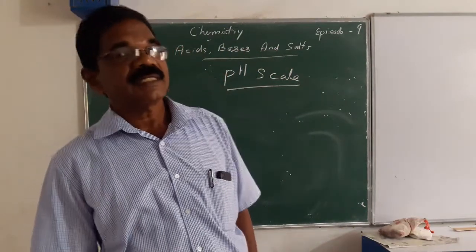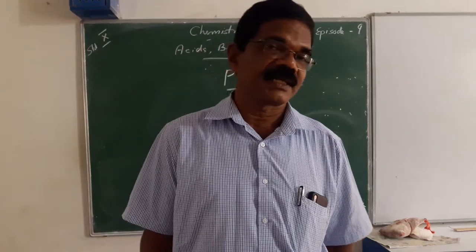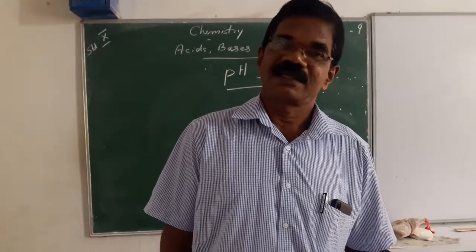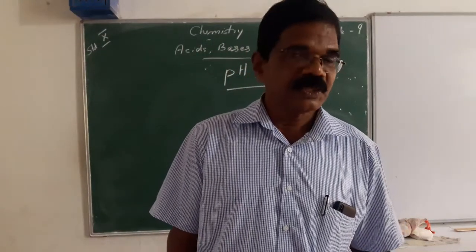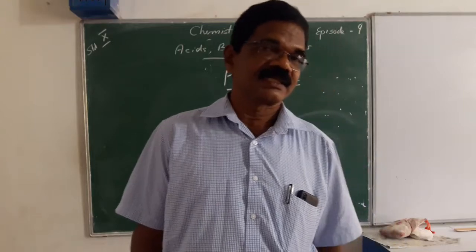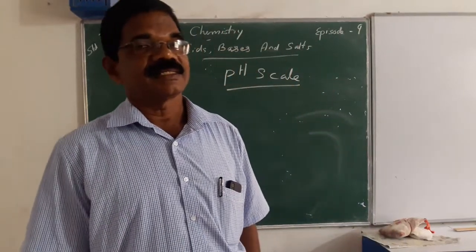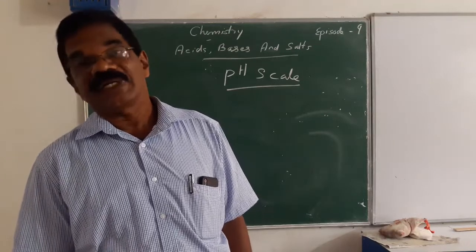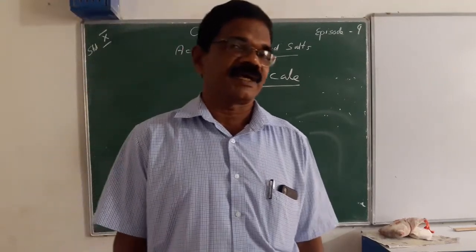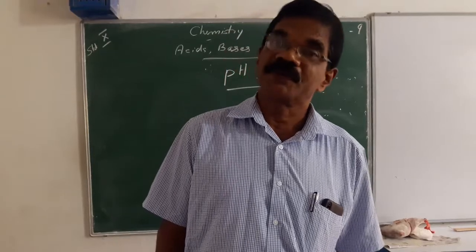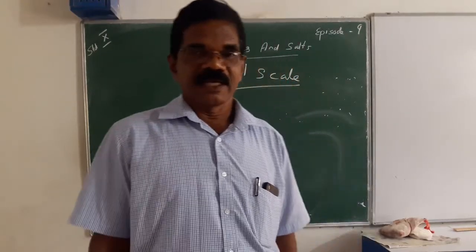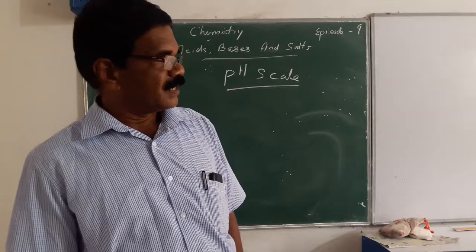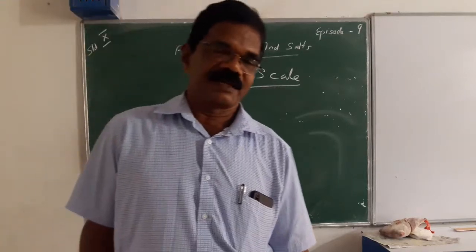How? If the concentration of hydrogen ions is greater, it is an acid. If the concentration of hydrogen ions decreases, acidity decreases. When the concentration of hydroxide ions exceeds hydrogen ions, it shows the property of bases. Then we can see how it can be measured.